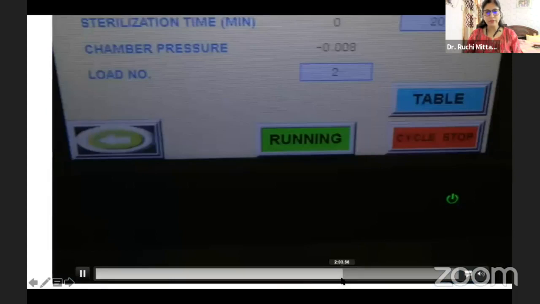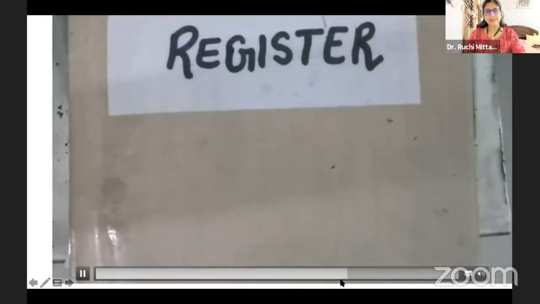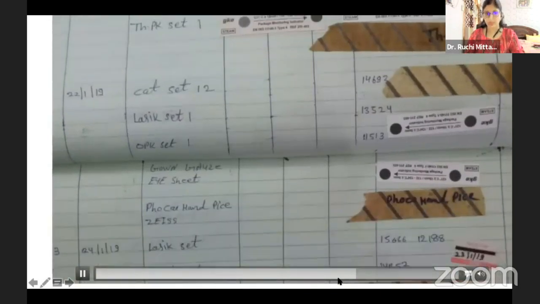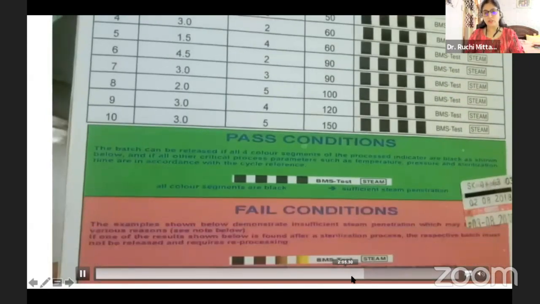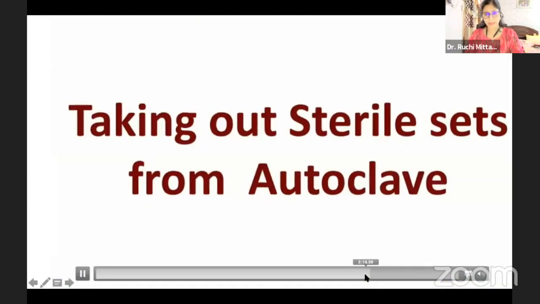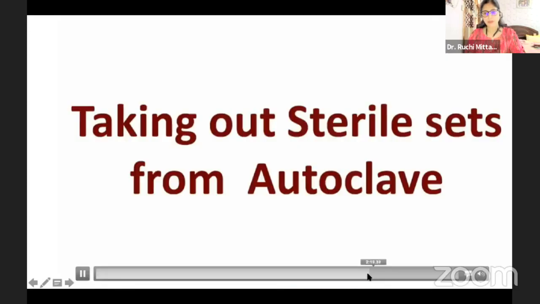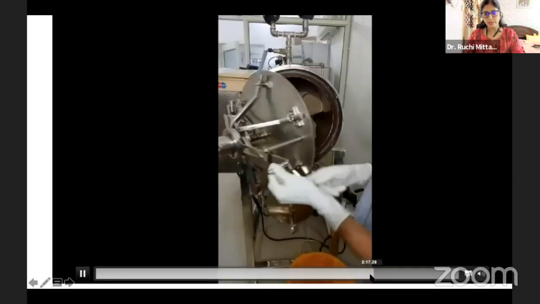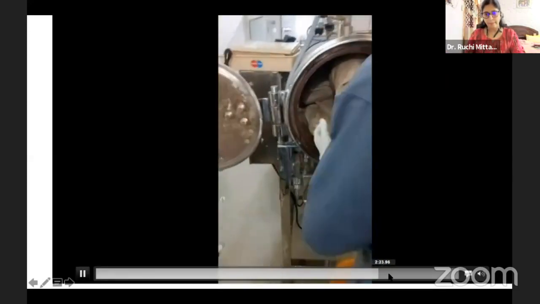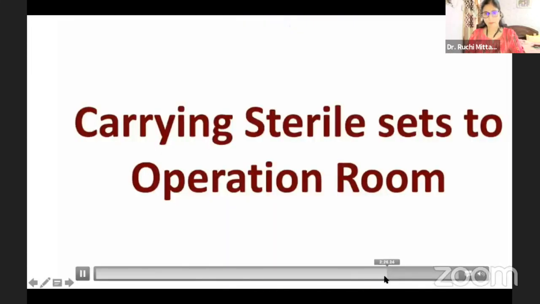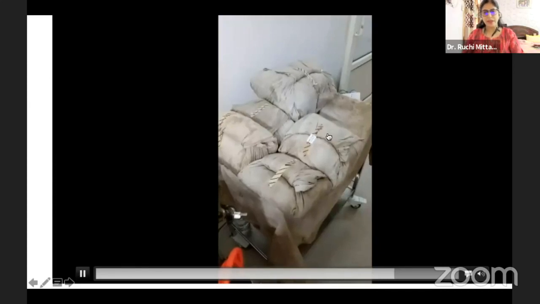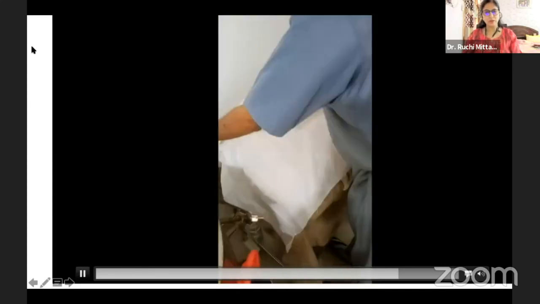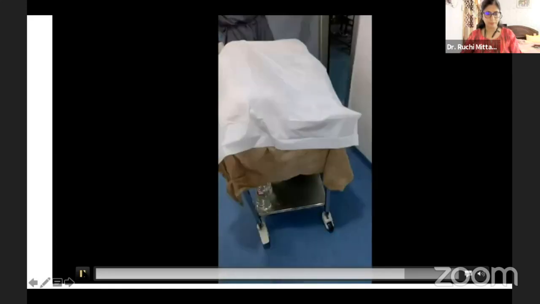So after the autoclaving, the important thing which I want to emphasize is the autoclave register. This is very important. Every detail should be mentioned in this register, because we cannot trace anything if anything goes wrong if it is not documented. So this is a very important thing. After the autoclaving is done, we take out the instruments back. And then this pack is transferred to the OR for its use.